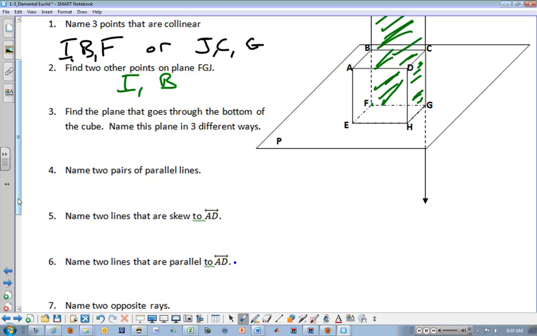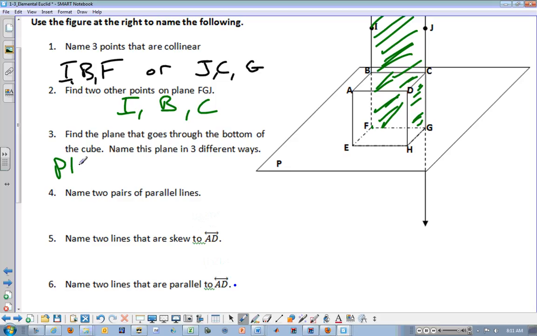Oh, so another one you said was C. C is also on the back there. Thank you. Find the plane that goes to the bottom. Name it in 3 ways. Plane. You have to write the word. There's no fancy symbol. Plane P.